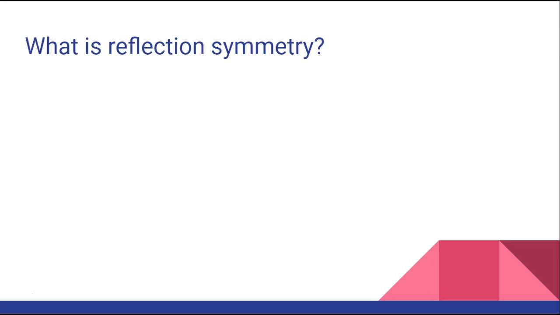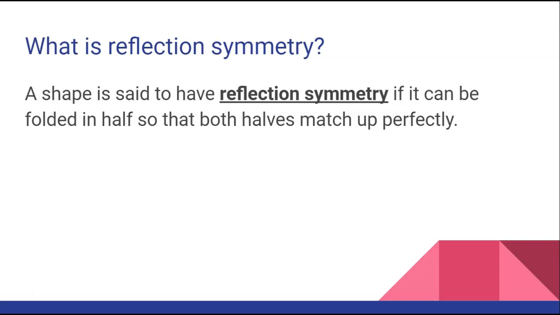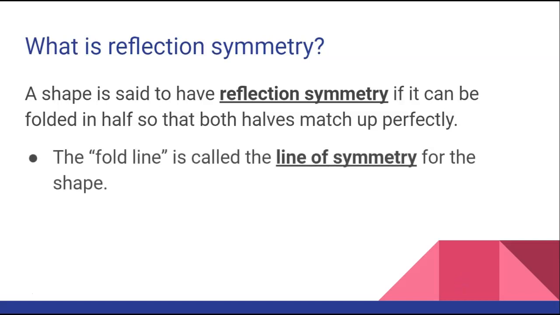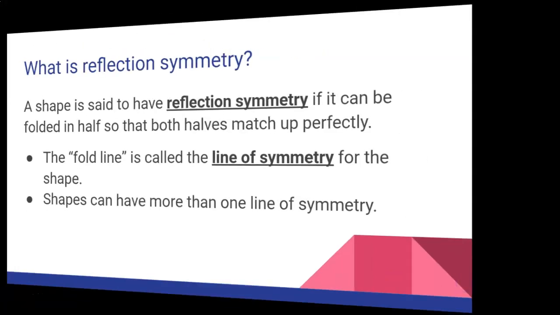So what is reflection symmetry? Well, a shape is said to have reflection symmetry if it can be folded in half so that both halves match up perfectly. The fold line is called the line of symmetry for the shape, and shapes can have more than one line of symmetry.